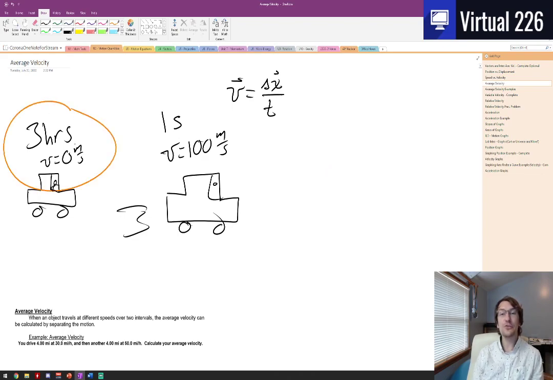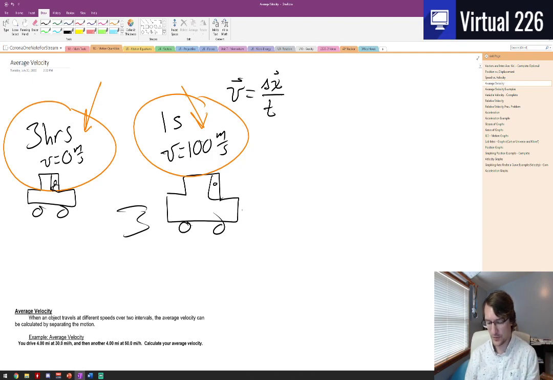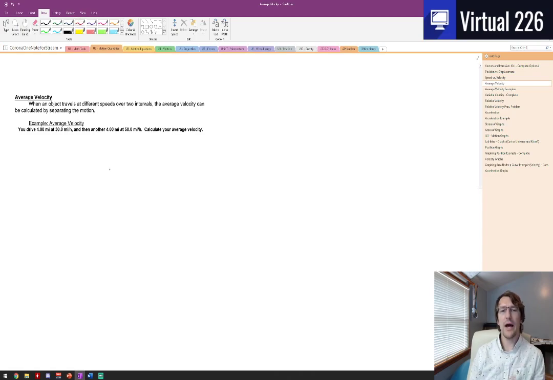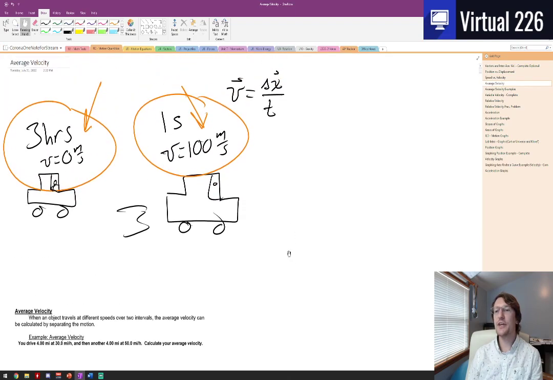You spent 3 hours doing nothing. You spent 1 second going fast. Your average is a lot closer to this 0 than it is to the 100. Okay? So average velocities are a little bit different than just taking the two velocity numbers and dividing by 2. Okay? So when we think about average velocities, what we'll actually do is look at how much distance we've traveled each time and for how long we've traveled that distance.